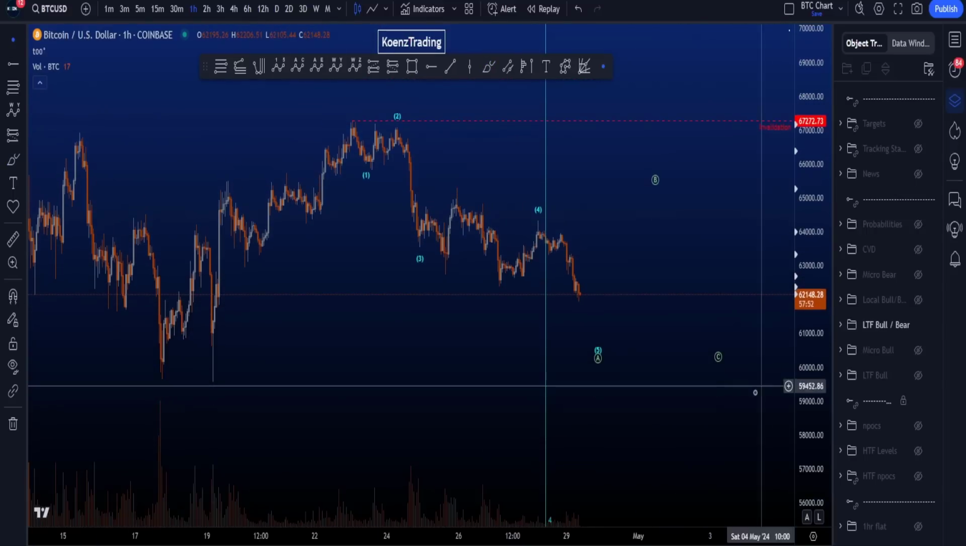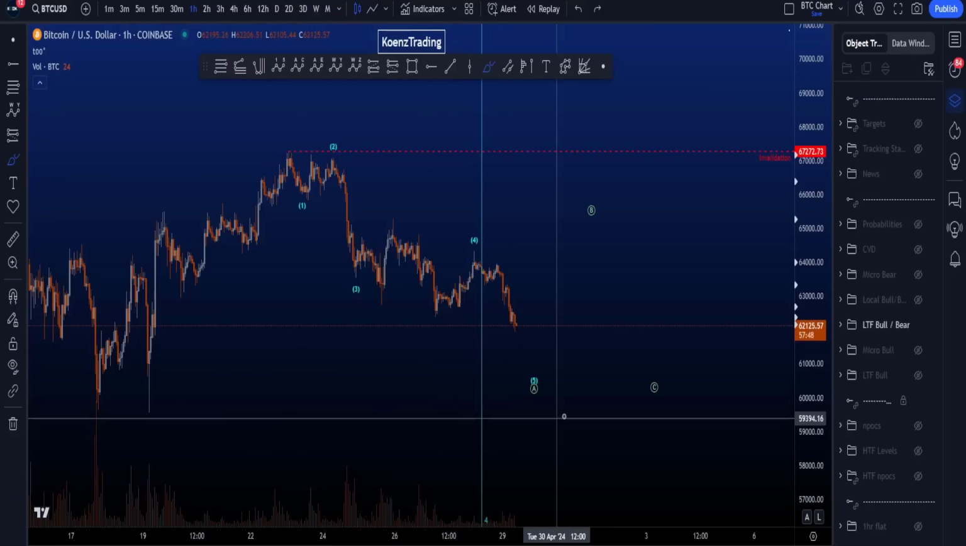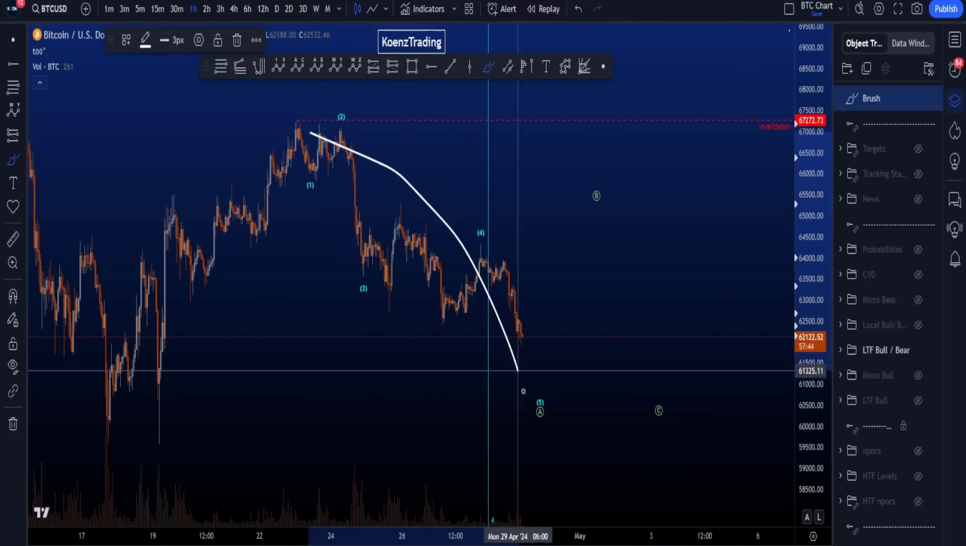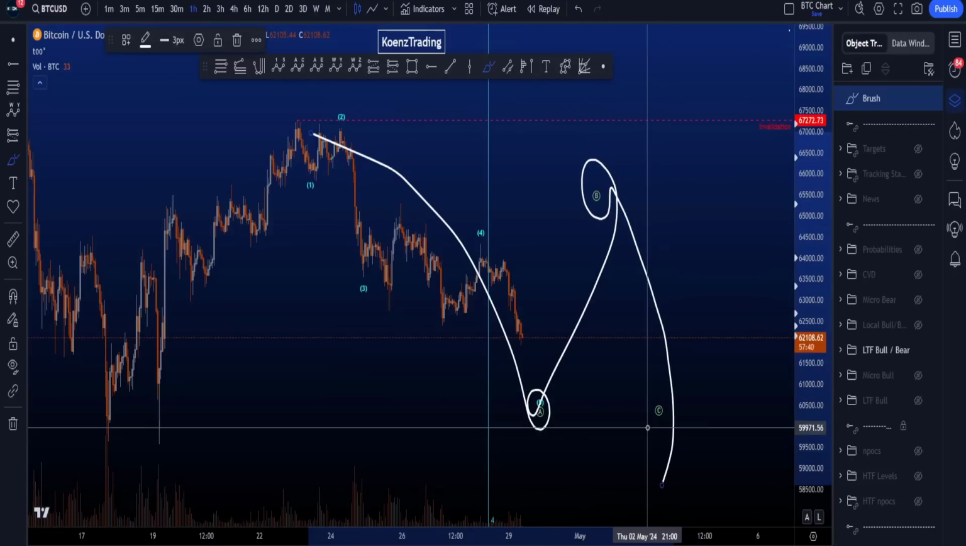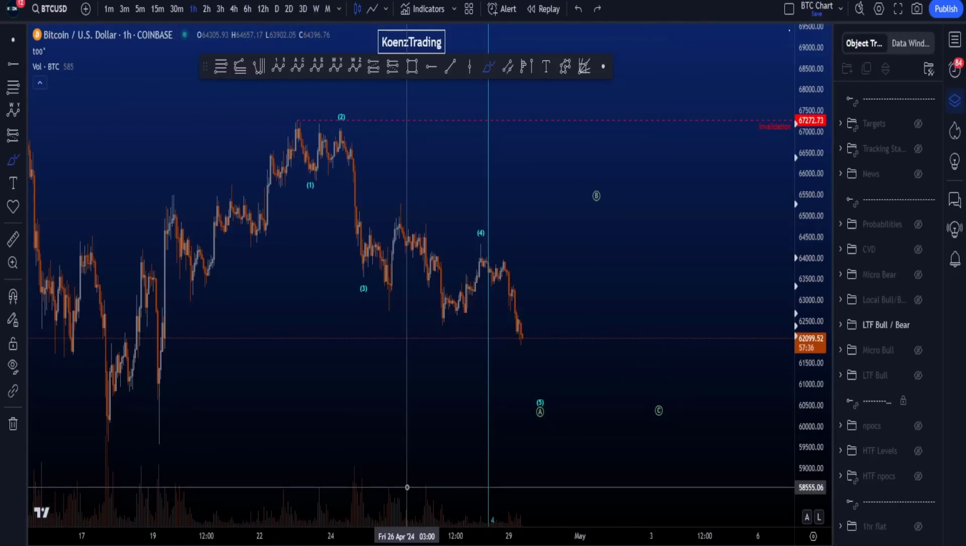Now talking about more bearish scenarios where price is going to take this low sooner or later, the first scenario here is a bigger zigzag to the downside in a wave A in green, then look for a bounce in the wave B, and then a wave C to the downside to eventually take the low at 60k.